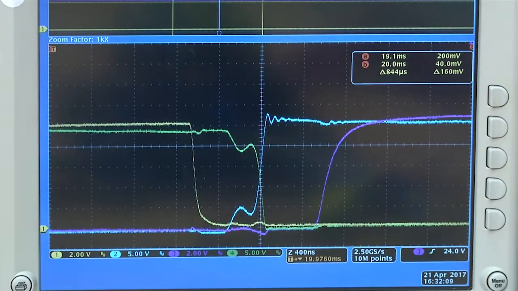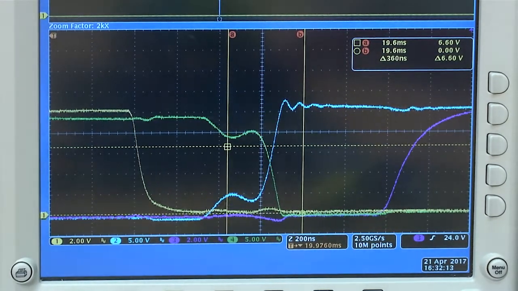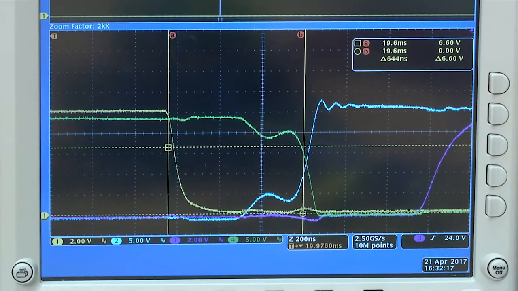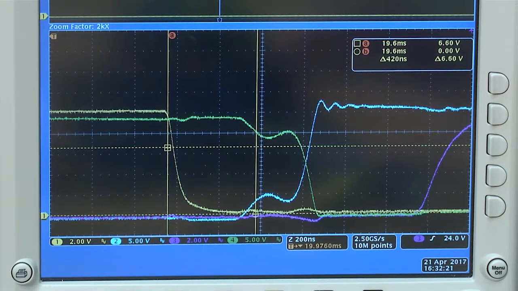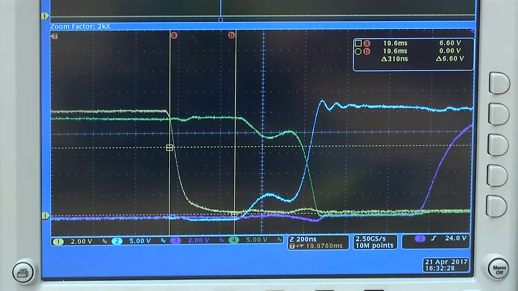So if I zoom in, the yellow waveform is the gate drive signal going low, indicating turn off of the SR. The moment the secondary side current goes to 0, it's measuring around 310 nanoseconds.